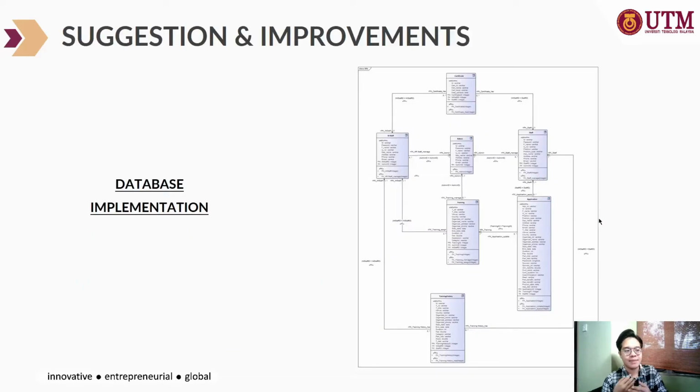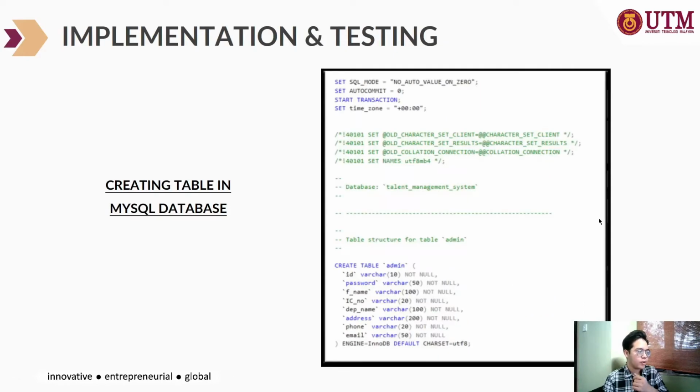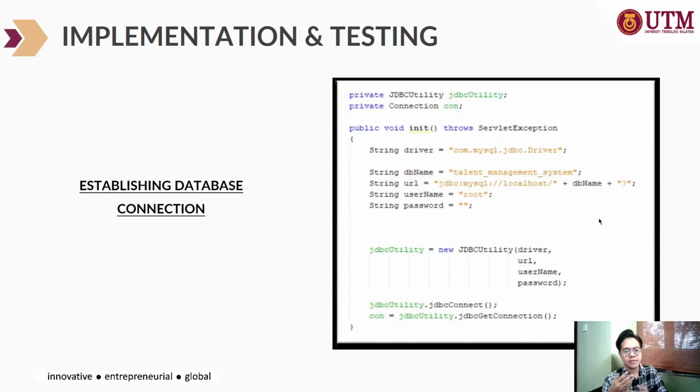So this is the database implementation. As you can see, this is the ERD, entity relationship diagram, that was derived from the class diagram. Okay, so this is the code segment for creating tables in the MySQL database, which consists of 7 tables that will be used in the telemanagement system. So this is the code segment for establishing the database connection with the telemanagement system database using JDBC in the servlet.